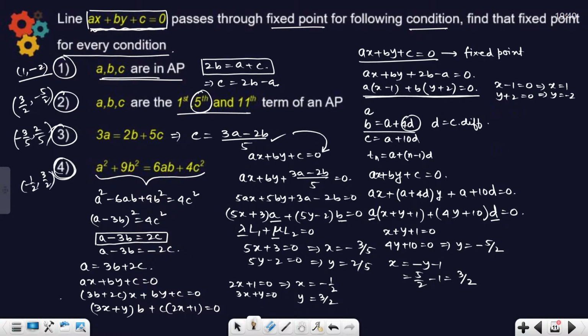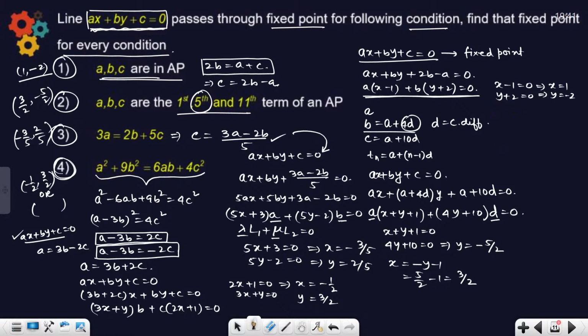Okay, one value we got, and now again you put a equals to 3b minus 2c in the given equation ax plus by plus c equals to 0, you are going to get another point. So in this case, your answer will be either the fixed point is this, or the fixed point is whatever we will get after putting this second value in the given equation. Exactly the same way, I'm not doing it.